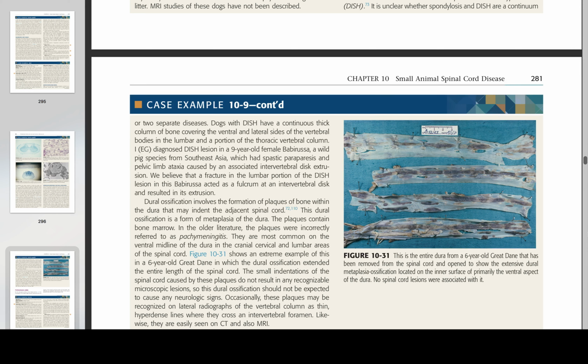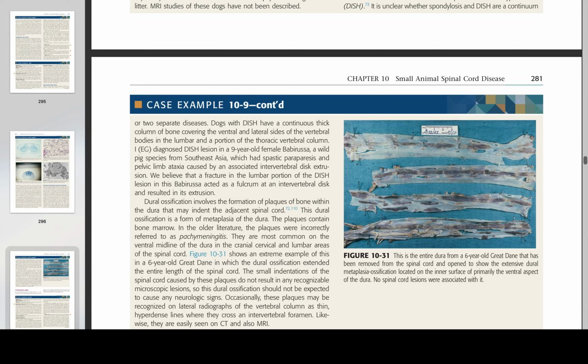In well-developed cases, the bony proliferation may fuse ventral to the intervertebral disc, forming a bridge between the 2 vertebral bodies. An extreme but rare example of this vertebral body bridging is referred to as disseminated idiopathic skeletal hyperostosis, DISH. It is unclear whether spondylosis and DISH are a continuum or 2 separate diseases. Dogs with DISH have a continuous thick column of bone covering the ventral and lateral sides of the vertebral bodies in the lumbar and a portion of the thoracic vertebral column.